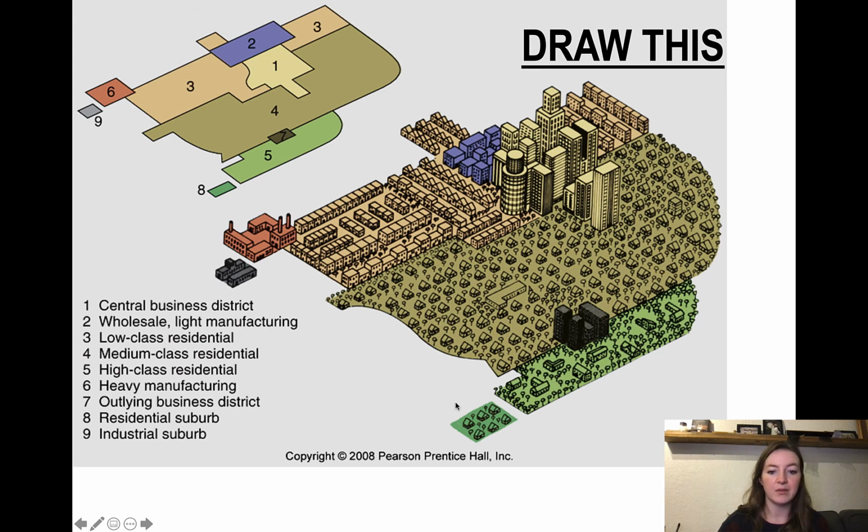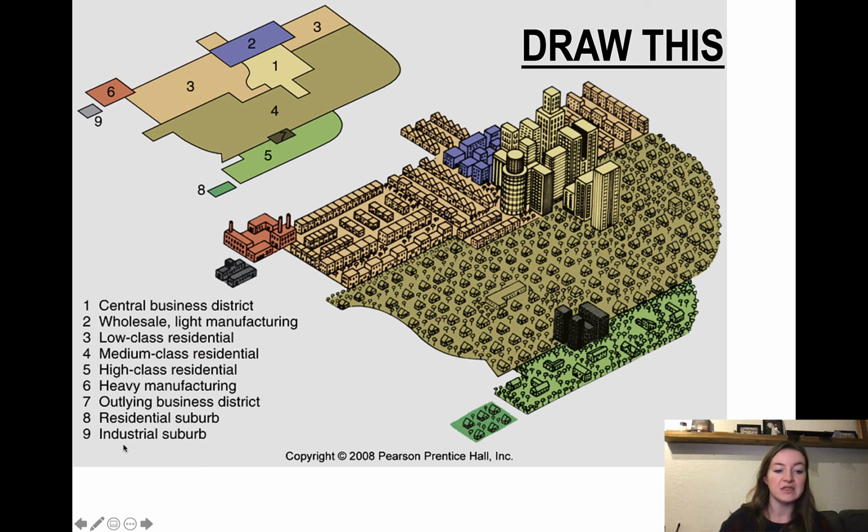And then we have number 8, that's our residential suburb, so a little bit outside, probably some decent sized houses, a little bit cheaper land, maybe similar to but not quite the same as this high class residential. They may work in the outlying business district, or they may work within the CBD or even one of the other places, but probably CBD or the outlying business district. Decent amount of money, can afford to buy a house, but they buy it outside of town. It's a little cheaper, but they have that commute, so there's the payoff.